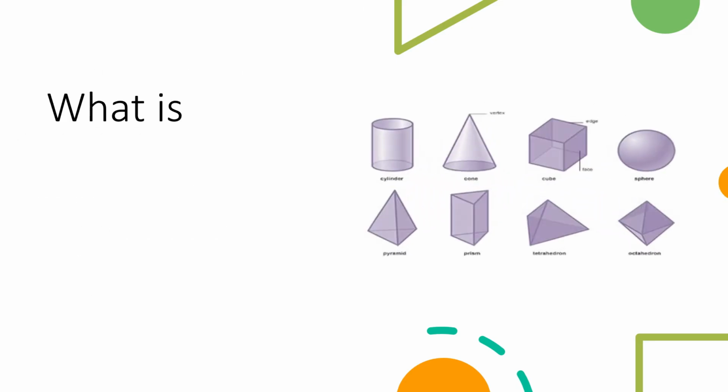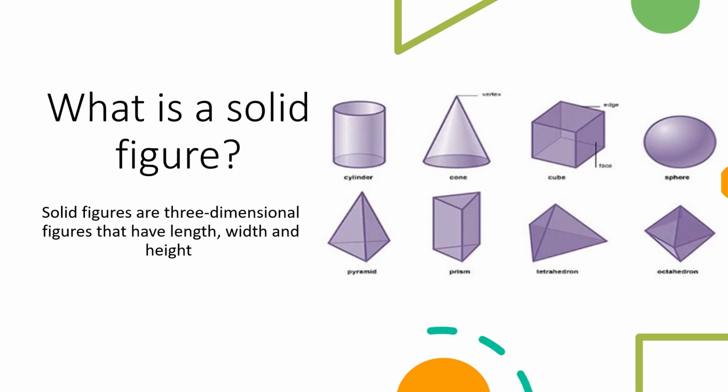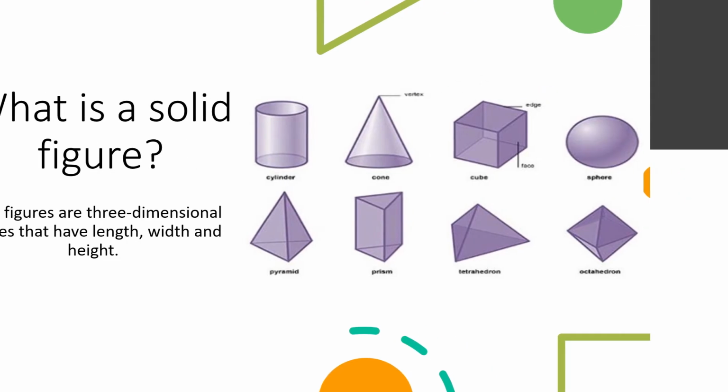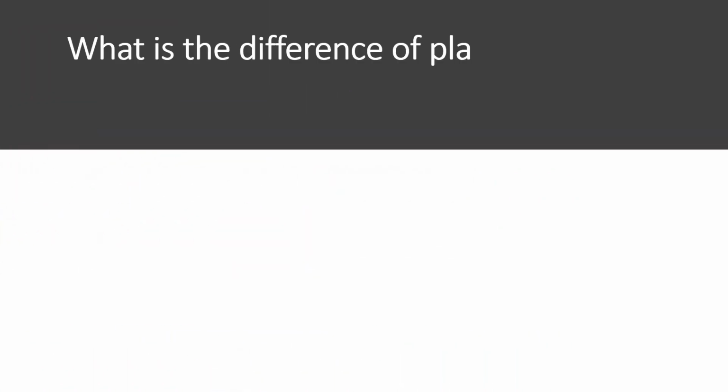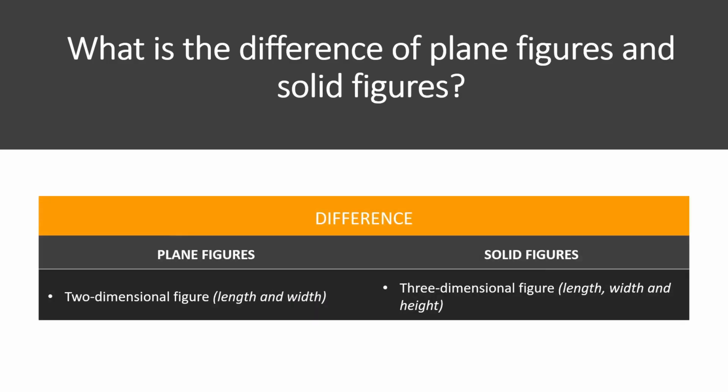So next, what is a solid figure? Solid figures are three-dimensional figures that have length, width, and height. You can see examples on the right side. We will be knowing more of this later. First, let us see what is the difference between the plane figures and solid figures. So plane figures, as I have mentioned earlier, is a two-dimensional figure which has a length and a width. And for solid figures, three-dimensional figure that has a length, width, and height.